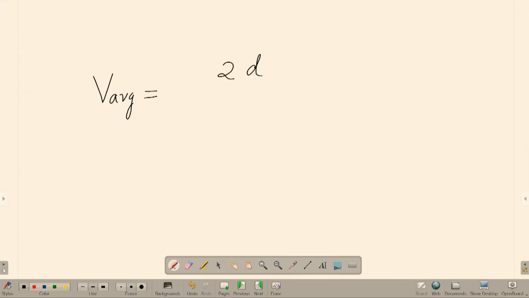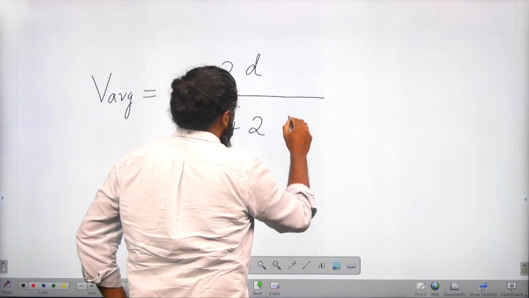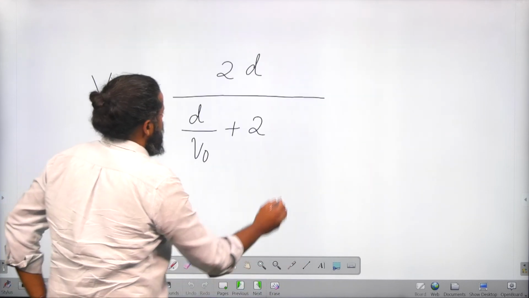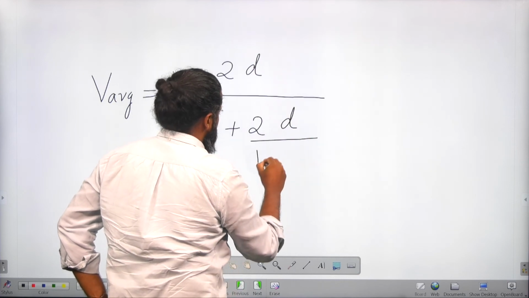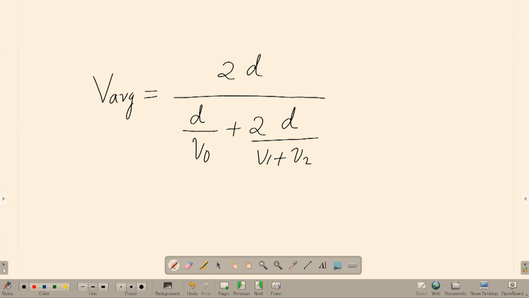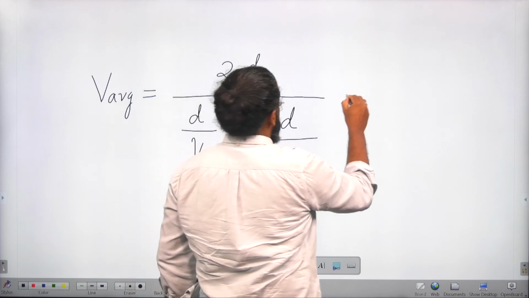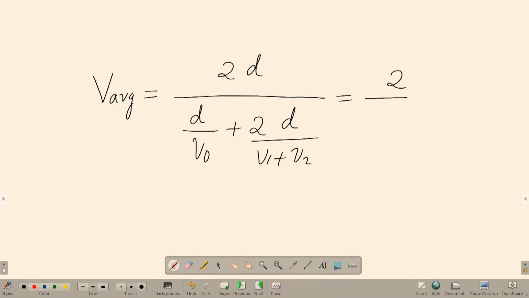Substitute everything. So V average is equal to 2d divided by t1, which is d divided by v0, plus 2 multiplied by t. And t is nothing but d divided by v1 plus v2, as previously seen. You have to solve this. First of all, d we can take common, d will get cancelled out. You can see that 2 divided by 1 by v0 plus 2 by v1 plus v2.